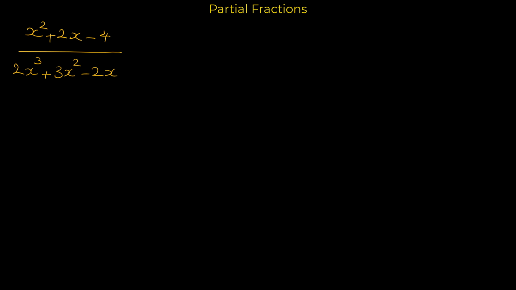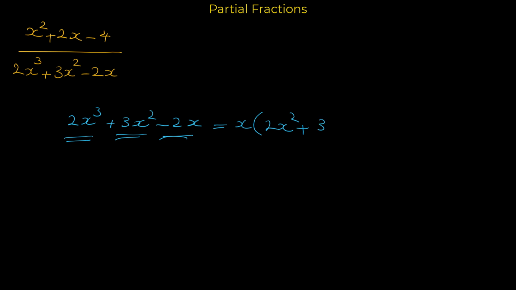Because the degree of numerator again is less than the degree of denominator, we start factoring the denominator. Here the denominator is 2x^3 + 3x^2 - 2x. Immediately we can see that we can factor x because x is in all the terms here. If we factor x, then we have 2x^2 + 3x - 2.